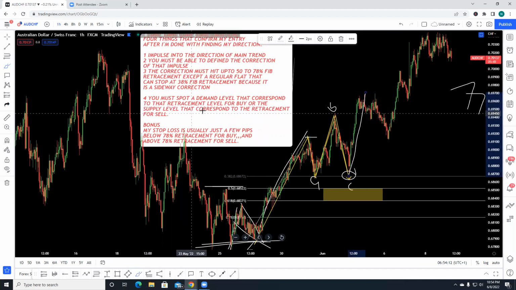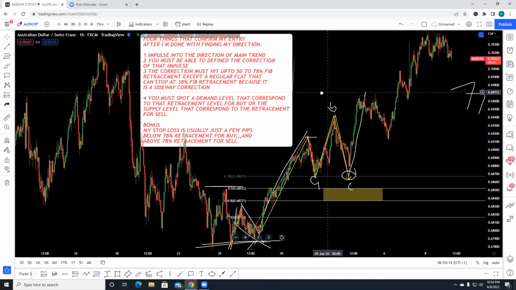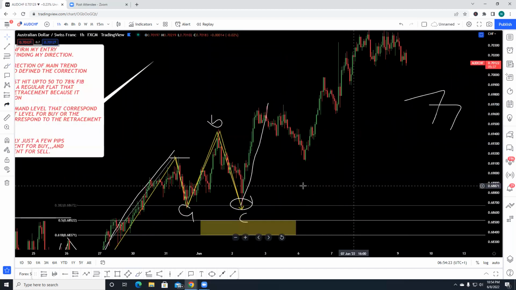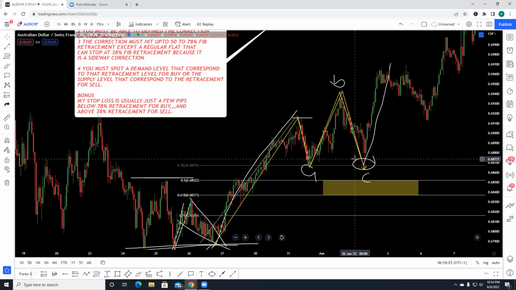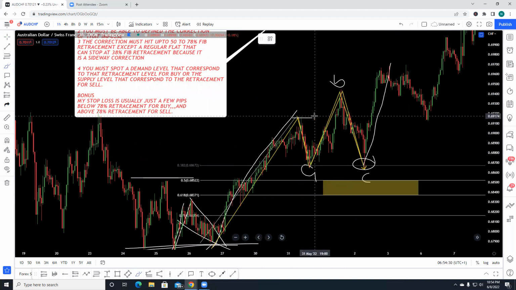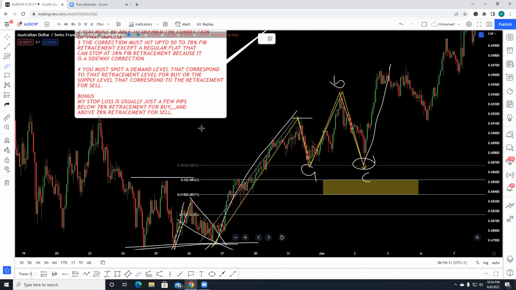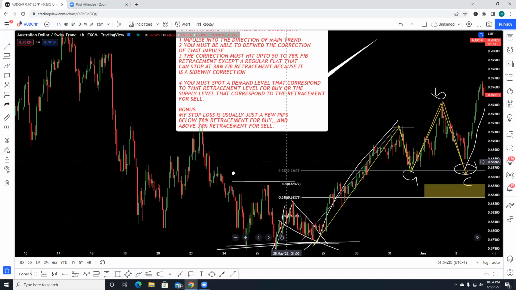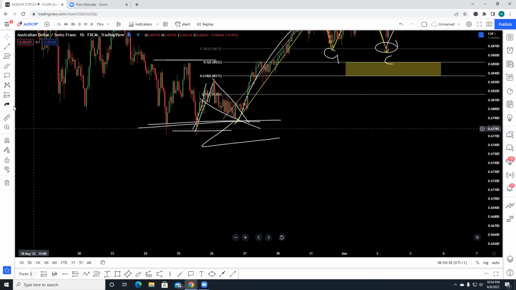Number 4, you must spot a demand level that corresponds to that retracement level for buy, or the supply level that corresponds to the retracement for sell. Let's explain this, guys. At the point that this correction is over, guys, you must look left. Before we even do this, let me explain to you what is called demand level and what is called supply level.